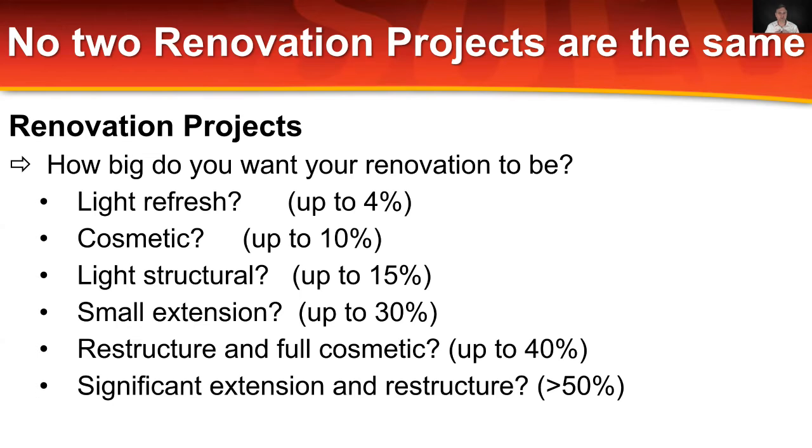If you're looking to do a small extension, there's obviously additional cost. You've got structural costs going out the back of the property, and you're looking to spend probably up to about 30% in a small extension. We then get into larger projects where you've got a restructure inside the house and a full cosmetic reno. That's a significant restructure rather than a light structural change, and that can be up to 40%. That might be a little high. You might want to be a little more conservative, maybe 30, 35%.